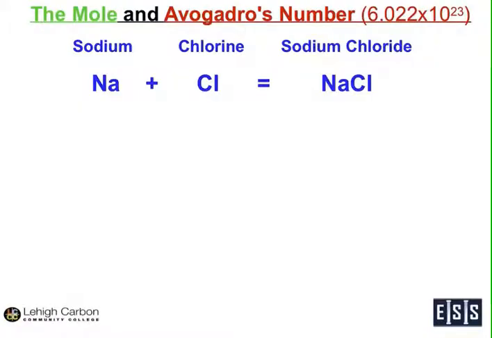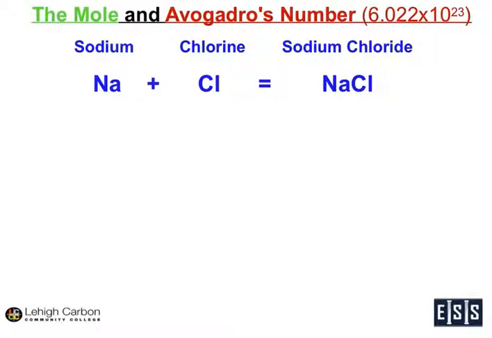Today we will look at the unit of measure in chemistry called the mole, and how it relates to Avogadro's number and why it is so important when learning chemistry. Let's start by taking a look at the simple chemical formula you see before you. Sodium will combine with chlorine and will make sodium chloride, which is common table salt.